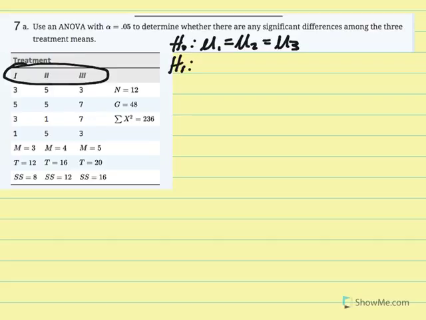The research hypothesis says at least one level or treatment is significantly different.